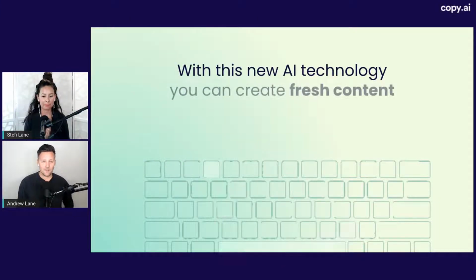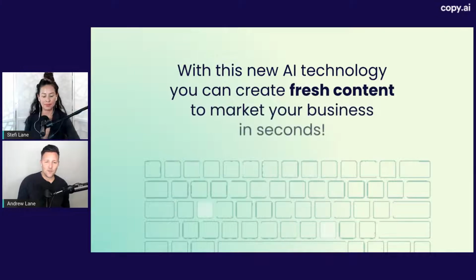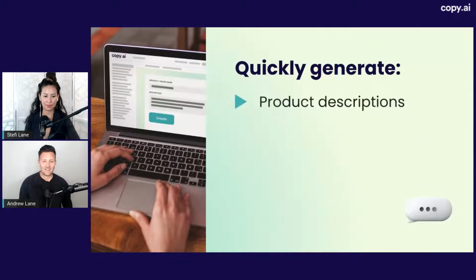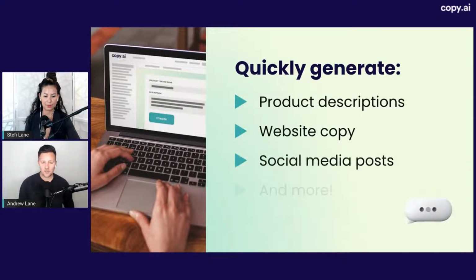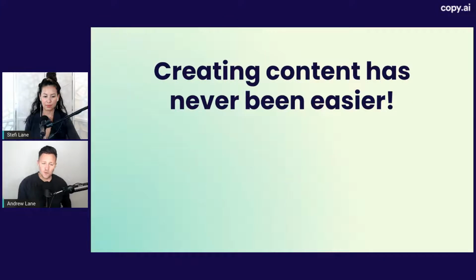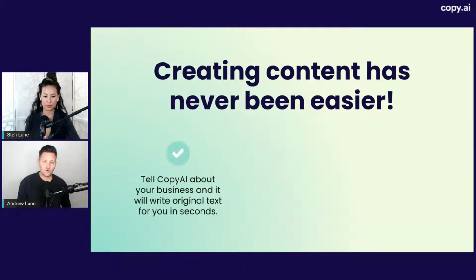So that's CopyAI in a nutshell. With this new AI technology, you can create fresh content to market your business in seconds. It helps you with product descriptions, website copy, social media, and much more. And the beauty here is it's really never been easier to create content. You just tell it about your business and it will write original text for you in seconds.